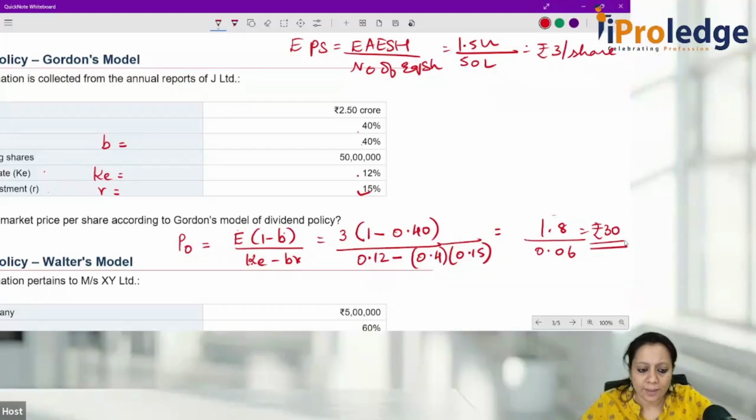Gordon's model, quick revision. If they have said Gordon, we have to use Gordon only. Please don't use any other model. You will not be awarded marks.